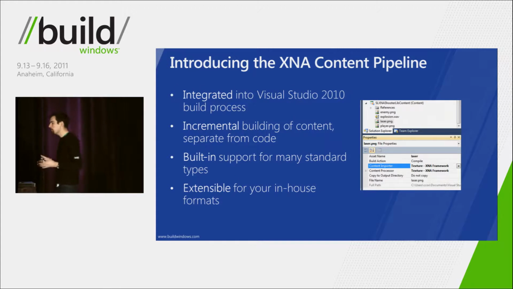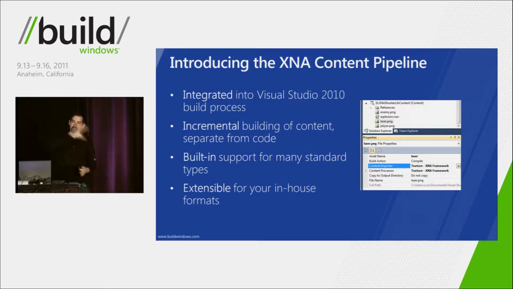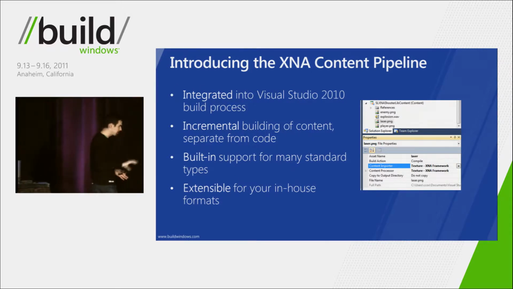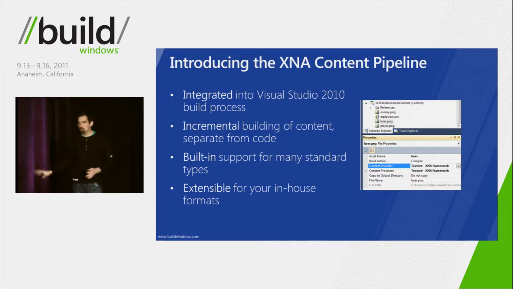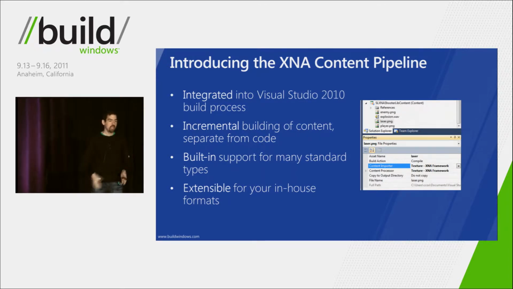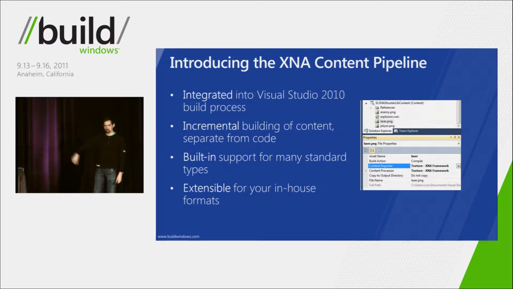It supports incremental building of your content separate from the game code. And what does this mean? I'll show you a demo in a minute, but what it essentially means is you have, inside of any XNA Game Studio project, a separate content project. Inside that content project, you just dump your stuff. Here's my JPEG files, my PNGs, here's some mesh files, here's my sound files, here's XML data. That stuff is all built by the XNA Content Pipeline when you press F5 and built separately from your code.